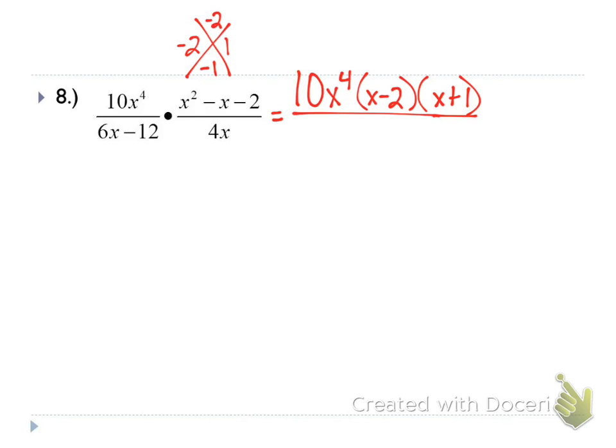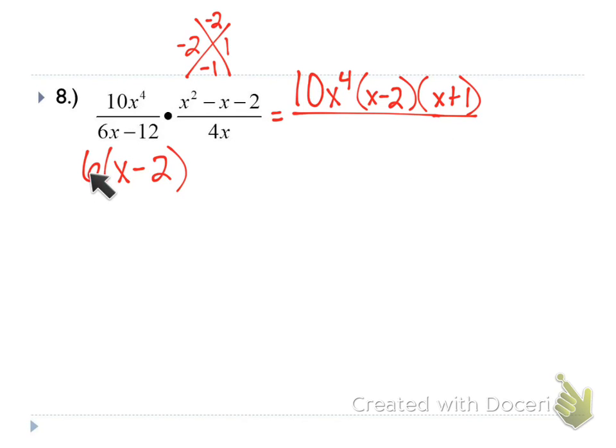In my denominator, what can I do to factor? No, these are not perfect squares. A GCF. What's my GCF of this denominator? And what's left when I factor out a 6? X minus 2 is left.